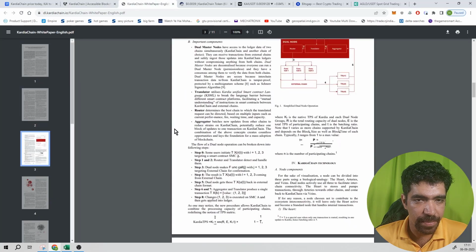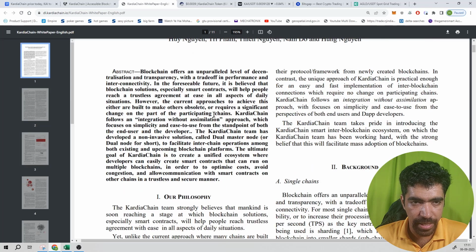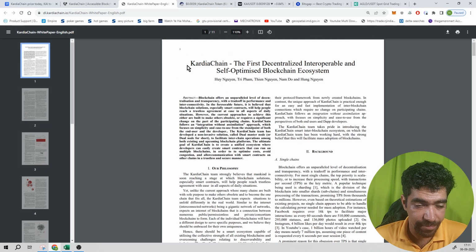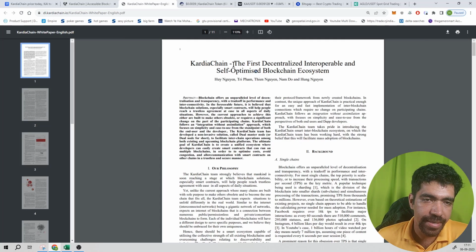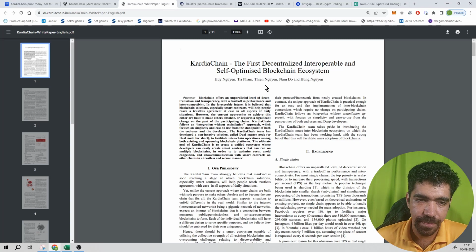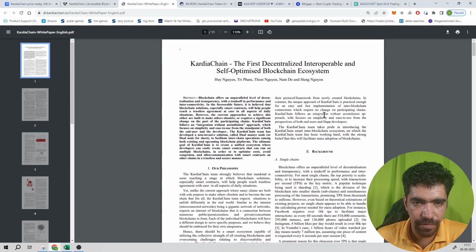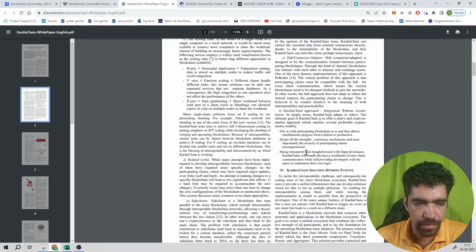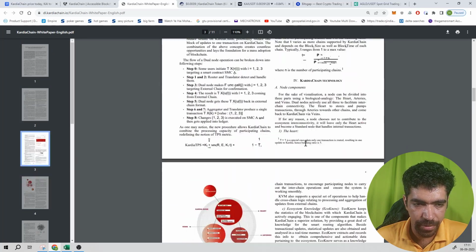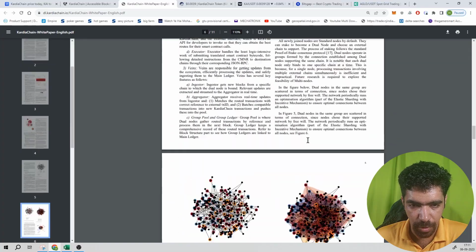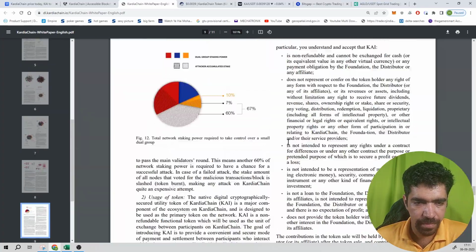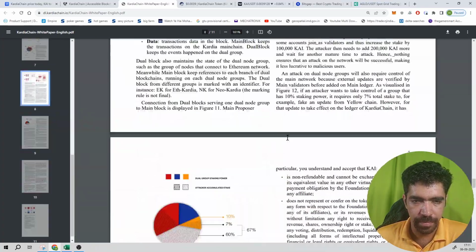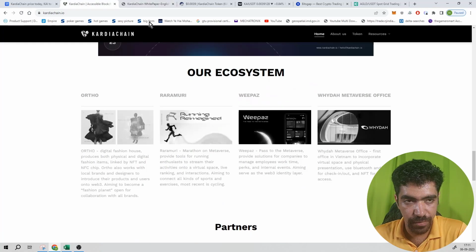And this is the white paper of this token, which is 11 pages long in PDF format, available on the CoinMarketCap website. The main highlight is the first decentralized, interoperable and self-optimized blockchain ecosystem. These were developed by these gentlemen. It has an abstract, our philosophy, background, and all the data and algorithm mathematics behind the development of the blockchain is available in the white paper of this token. So this was the website, this was the white paper.